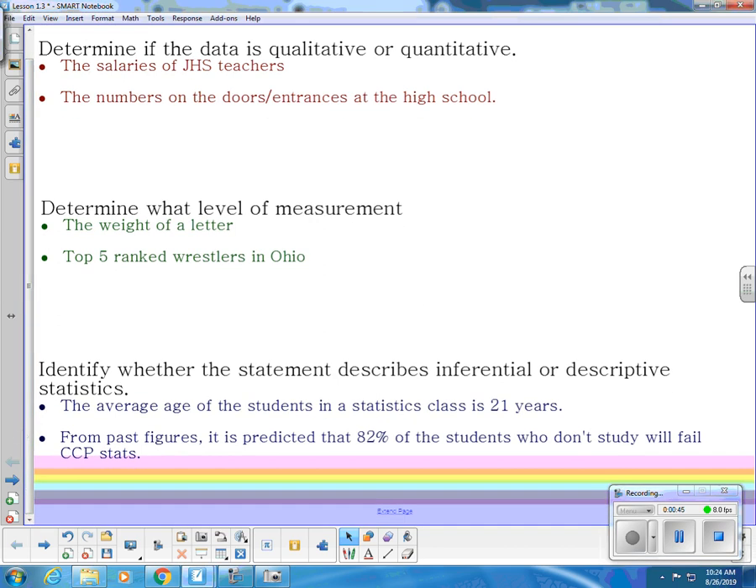Okay, average age of students in statistics class. Descriptive, right? We're just describing them. Past figures, it's predicted that 82% of the students who do not study will fail CCB stats. Right? Inferential. We're making a prediction. It's probably higher than that. Since we haven't had CCB stats, we really can't say that statement at all.